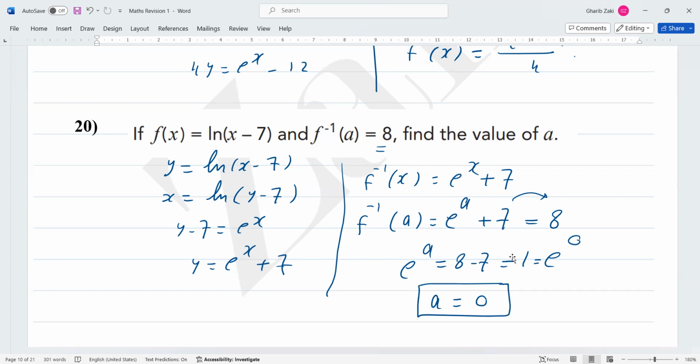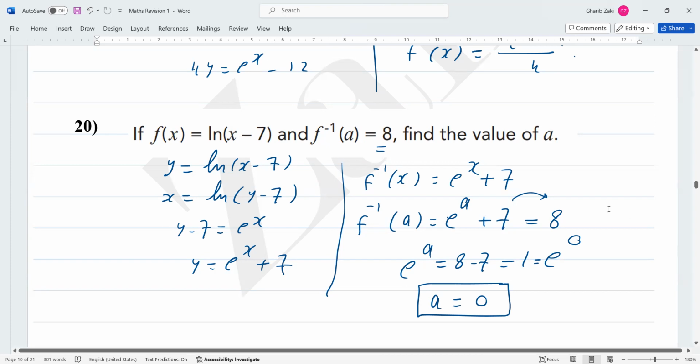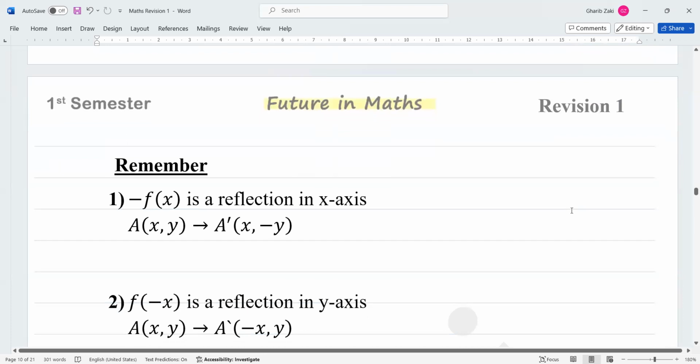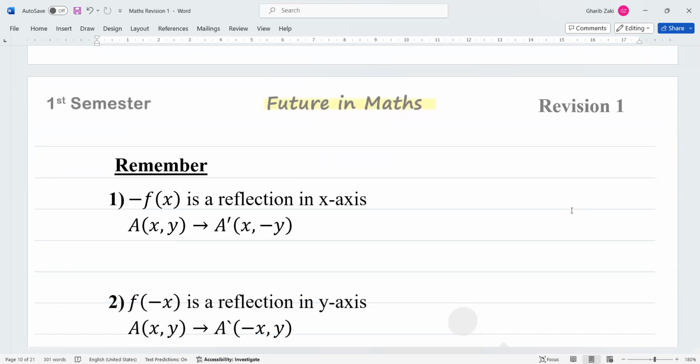So this part is about algebra. Now we go to the next important part. We have to revise or remember the transformations. The first one, reflection in x-axis. If the negative is outside. What do you mean by that? For example, y equals negative e power x. So it is reflection in x-axis.